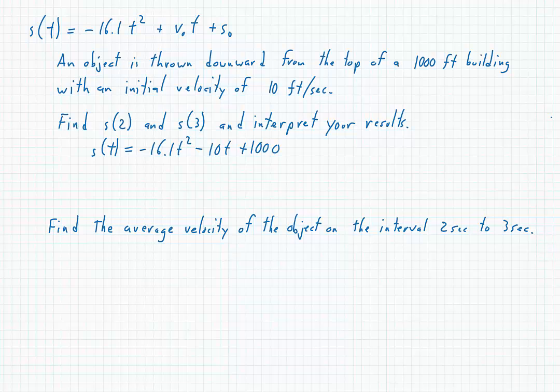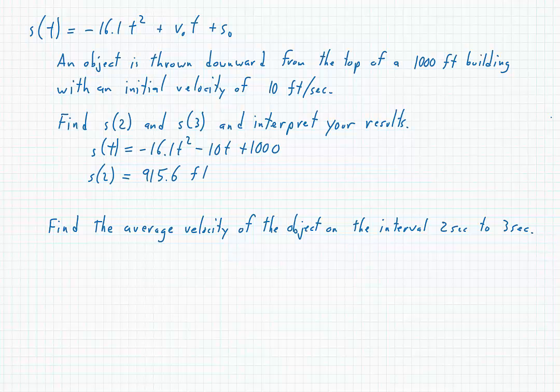Now, if we want to figure out what s of 2 and s of 3 are, we just simply need to plug in. So s of 2 is going to be equal to negative 16.1 t squared minus 10 times t plus 1,000, where we replace t with a 2 everywhere. So I'm going to pull up my calculator here and give that a shot. I have negative 16.1, and I'm going to multiply that by 2 squared, and then I'm going to subtract 10 times t, which in this case is 2, and I'm going to add 1,000. And that's going to give me a value of 915.6.